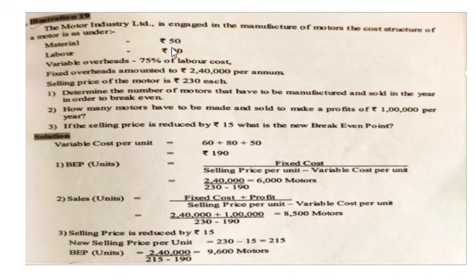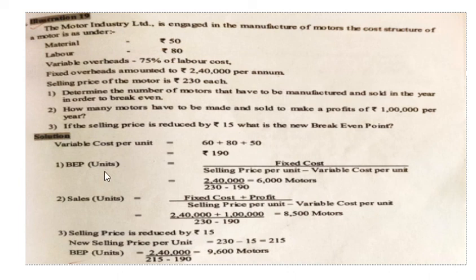Materials 50, labor 80 and variable overheads is 75% of labor cost. So now 50 plus 80 plus variable overhead, 75% of labor cost, which is 75% of 80, will give you 60. So the total variable cost per unit is rupees 190.